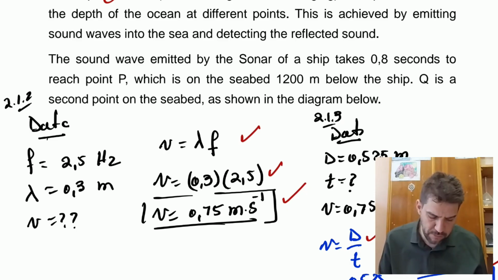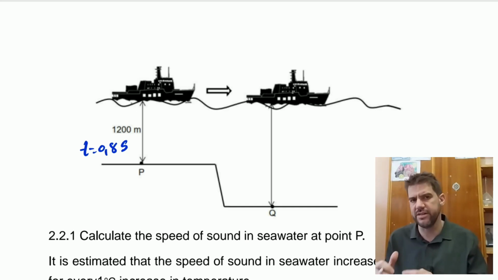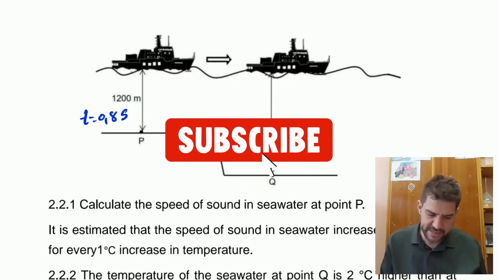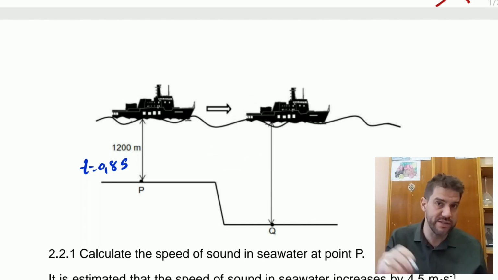Q is a second point on the seabed as shown in the diagram below. You have another shape and a point Q of the same shape, but you have a deeper point. Calculate the speed of sound in seawater at point P. Very easy. How do we calculate speed of sound? Using the same formula we just did.